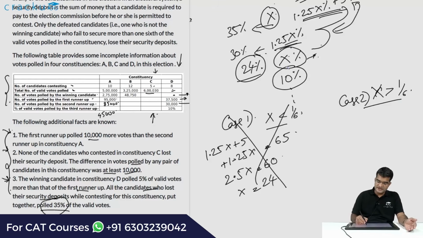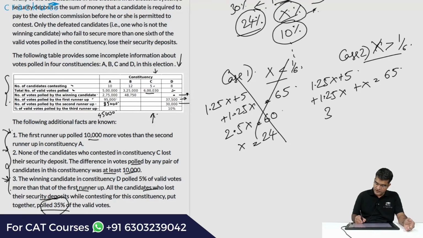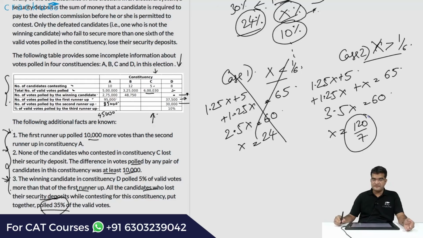So the top three guys did not forfeit their security deposit, and if you sum them up, we are going to get 1.25x plus 5 plus 1.25x plus x is equal to 65, or the value of 3.5x is equal to 60, or the value of x is equal to 120 by 7. 120 by 7 will be greater than 17%, because 119 is 17 into 7. So this is approximately 17.1%.